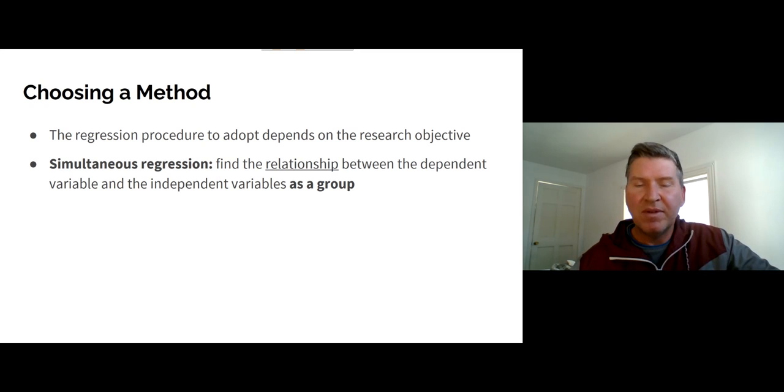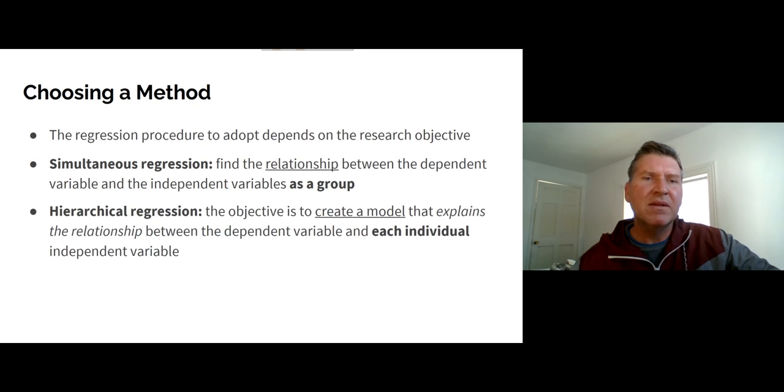So using the example of the house price, we would gather all these independent variables: square footage, lot size, whether it has a pool, whether it has a basement, number of bedrooms, number of bathrooms, age, and many others. And we would look at those as a group and use those to determine the price of the house that we want to put up for sale. Another way is hierarchical regression. So we come up with a model that explains the relationship between the dependent variable and each individual independent variable. So instead of with simultaneous regression, where we look at it as a collective group, with hierarchical regression, we look at it step by step.